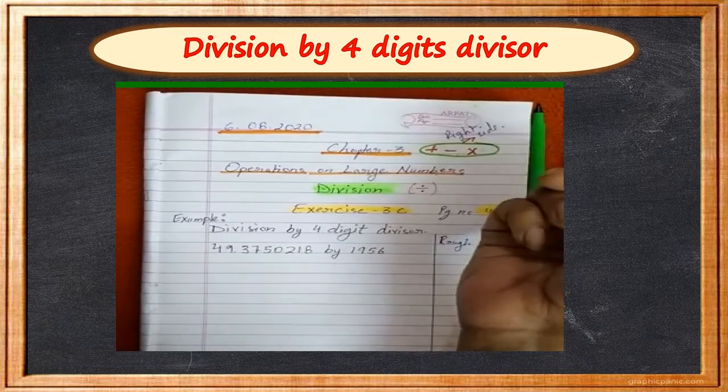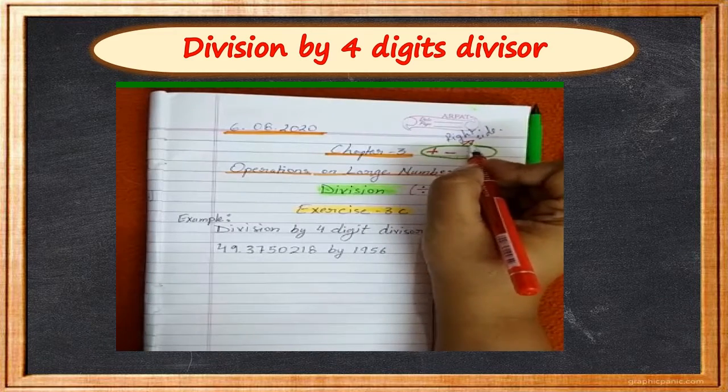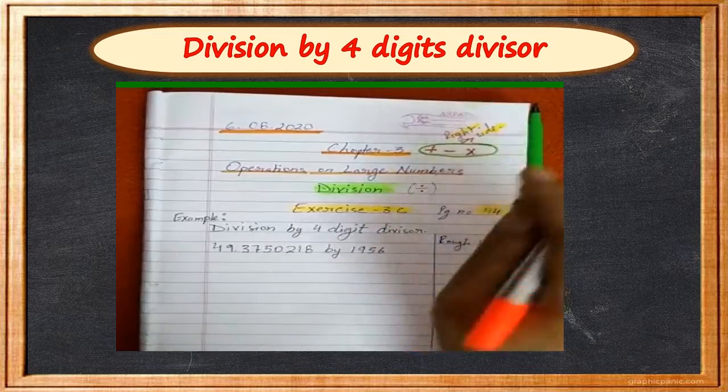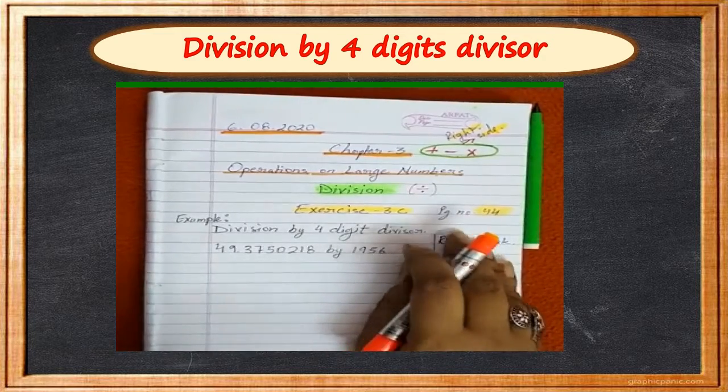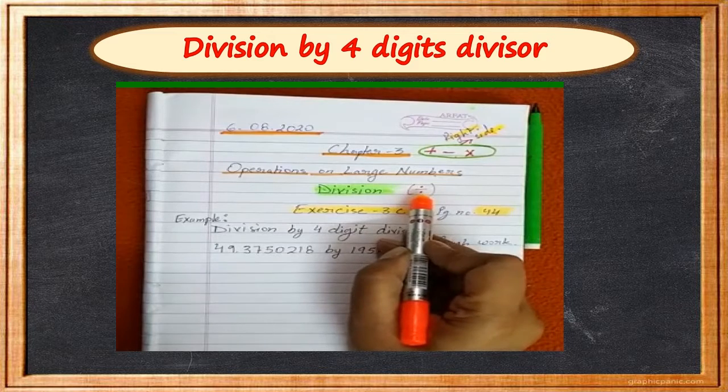applications or exercise based on these three operations, we always start from right hand side. Yes, children, we always start from right hand side. Yes, today we will be starting with division. This is division sign, children, and we start division from left hand side.